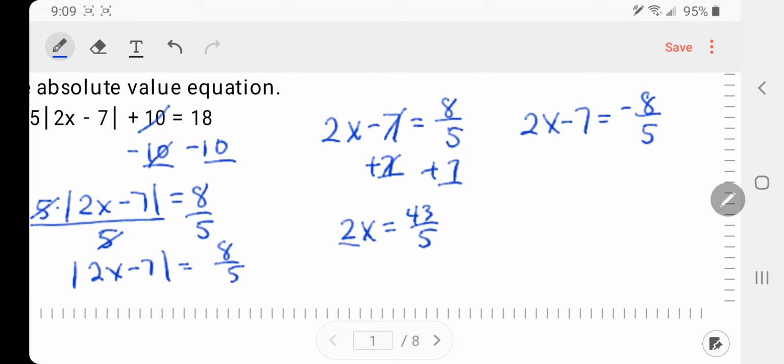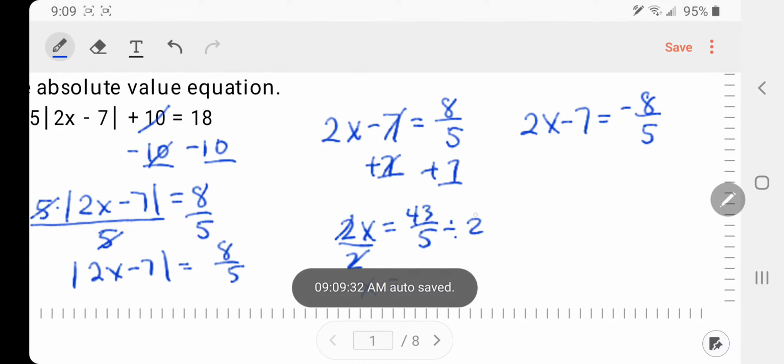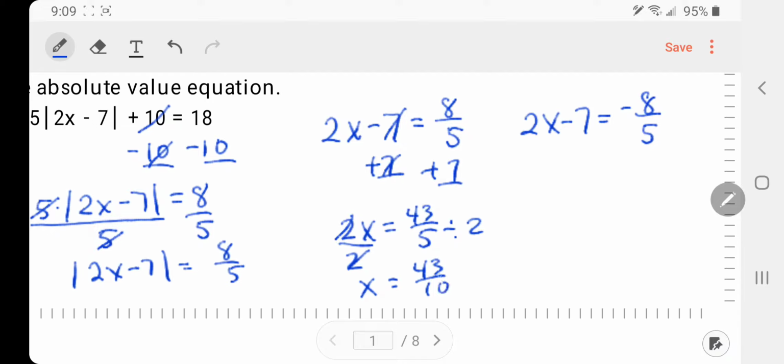And then I'm going to have to divide both sides by 2. And so 43/5 divided by 2, that's the same as 43/5 multiplied by 1 over 2. And so that's going to be 43/10. And that's one of the answers.